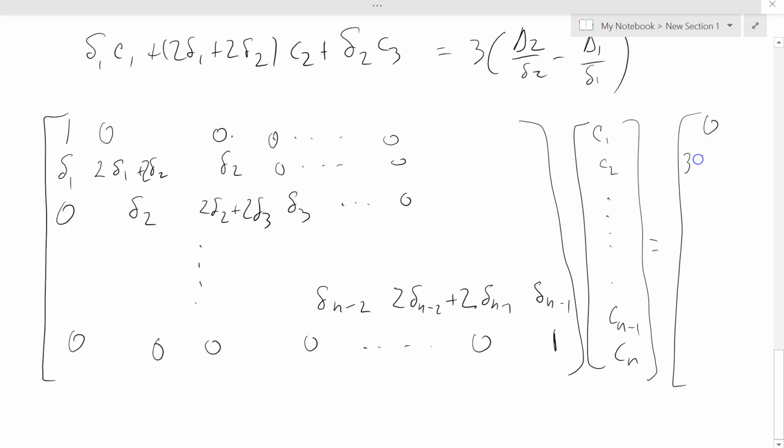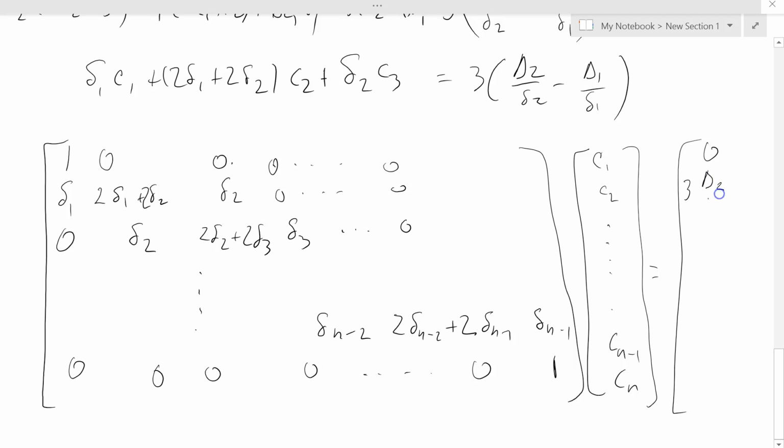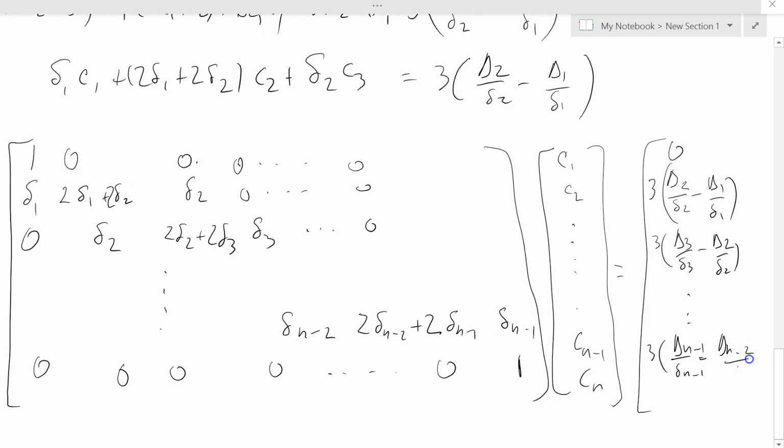Then we've got the 3 delta 2 over little delta 2 minus delta 1 over little delta 1, and a 3 delta 3 over little delta 3 minus delta 2 over little delta 2, down to 3 delta n minus 1 over little delta n minus 1 minus delta n minus 2 over little delta n minus 2, and then 0 on the end.